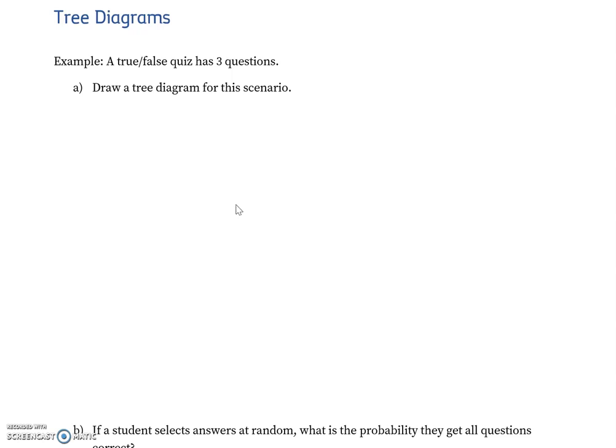So let's take a look at a pretty simple scenario. A true-false quiz has 3 questions. Draw a tree diagram for the scenario. So usually we've got some sort of starting point here, and we're going to say, okay, question 1, and we can think about that. I'm just going to do Q1 up here. So question 1, right, we can either get to a place where our answer is true or our answer is false. So not too bad, right? And I'll just do start over here, started the exam.